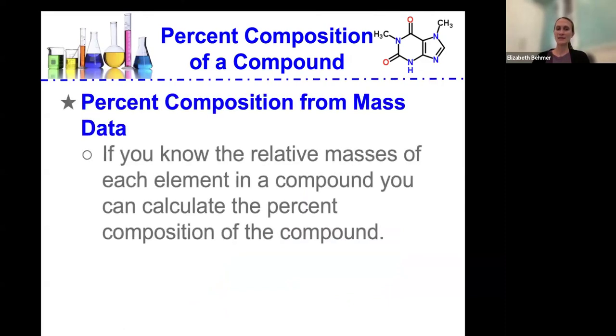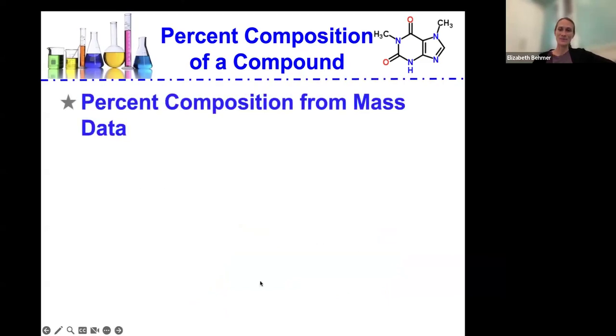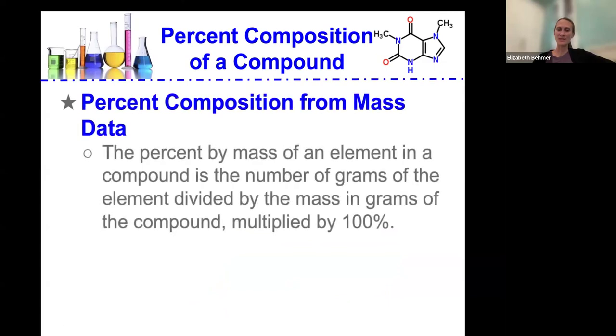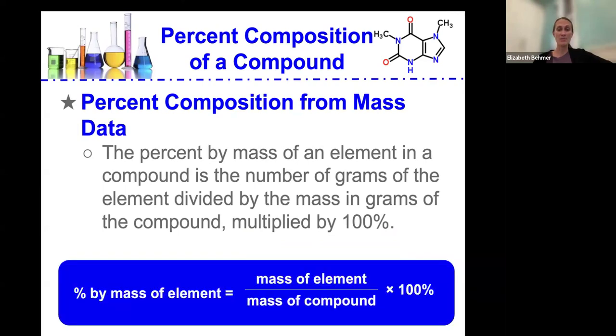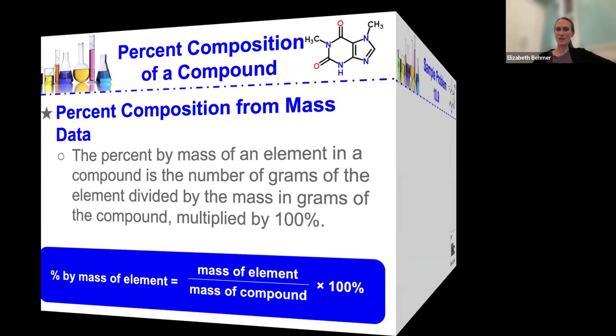Percent composition from mass data. If you know the relative masses of each element in a compound, you can calculate the percent composition of the compound, and that's what we'll do now. The percent by mass of an element in a compound is the number of grams of the element divided by the mass in grams of the compound, multiplied by 100. So we take the mass of the element, divide it by the mass of the compound, and multiply by 100 to get the percent by mass of the element.